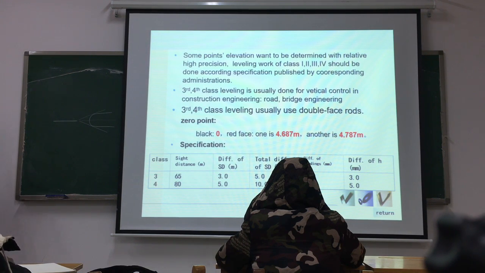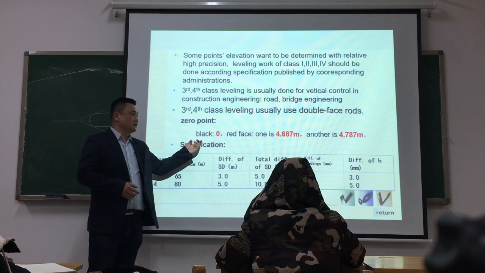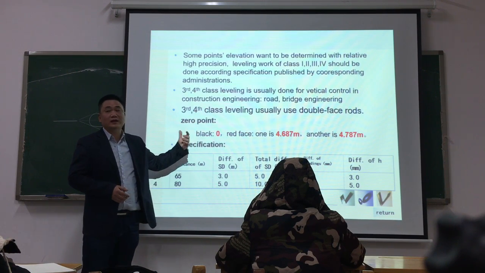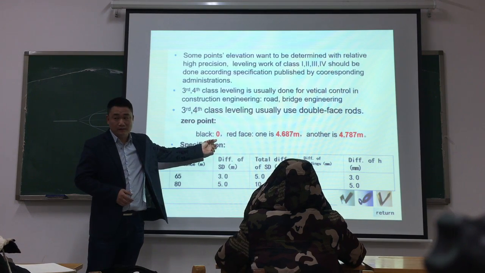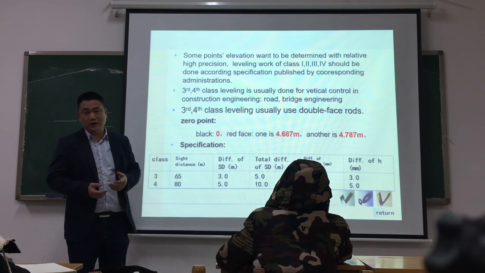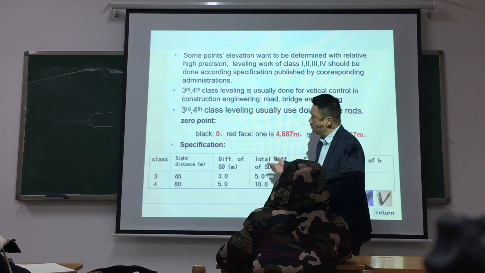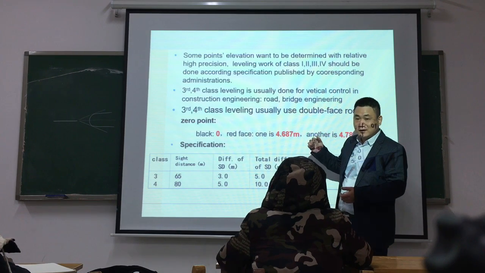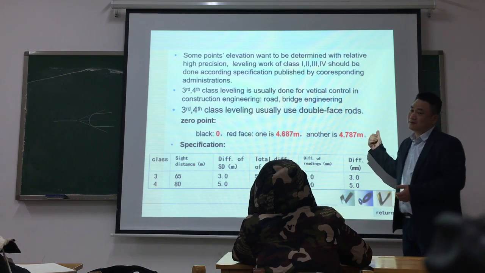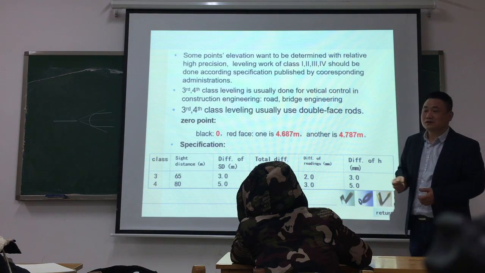In the first experiment, the zero point, the starting point reading for the black face, is 0. But for red, it's different. We have two rows. One is 4687, another is 4787, and they have a difference of 100 millimeters.